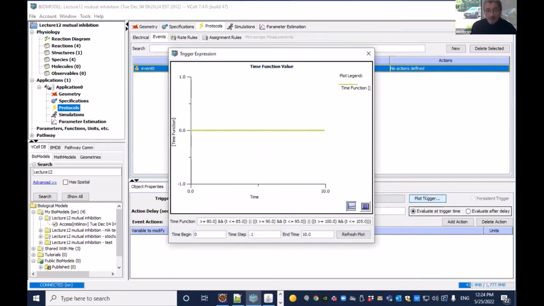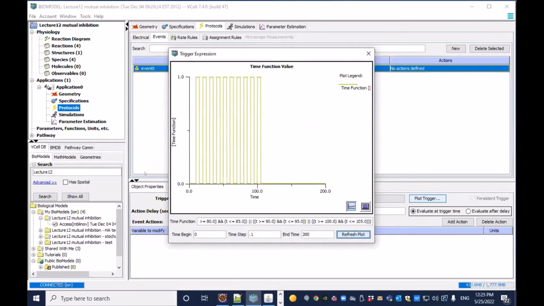You can also plot the trigger, which just creates the Boolean functions for you and says, let's say over the course of 200 seconds, what will happen? Well, I chose a simple trigger. At every 10 seconds, it will trigger up to this point and then no longer.